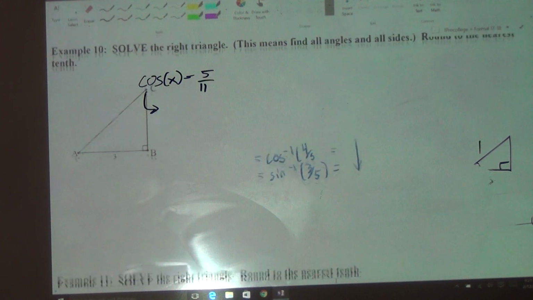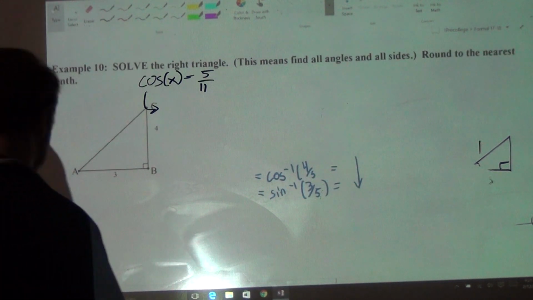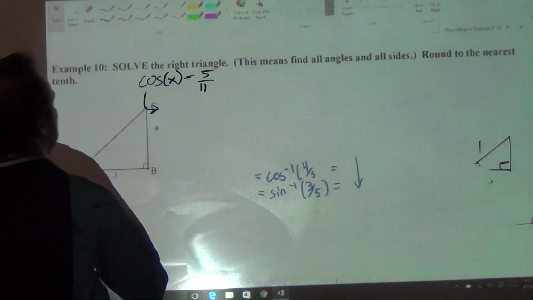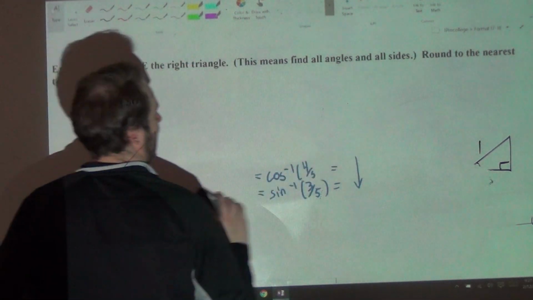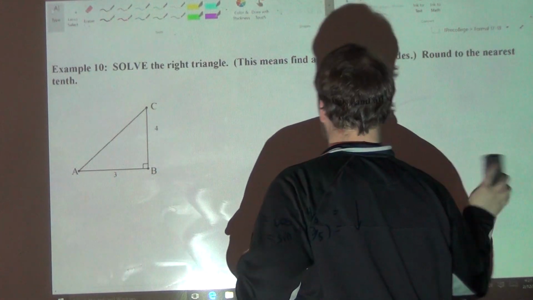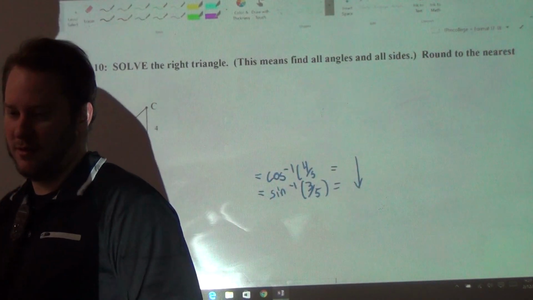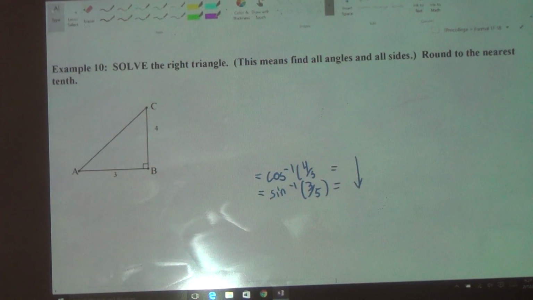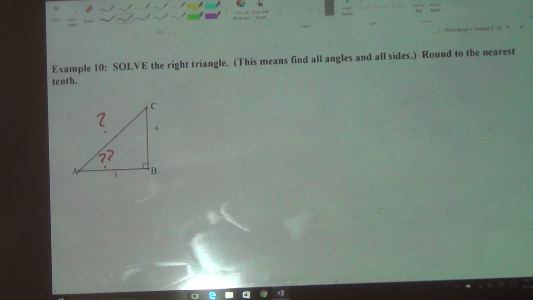All right, we got quite the beast here. Example 10. You're trying to solve the right triangle. That means we have to get everything. So we're given 2 sides and an angle. We're given an SAS scenario. We need to find out 1, 2, 3. We've got 2 angles to find, and we've got 1 side to find.